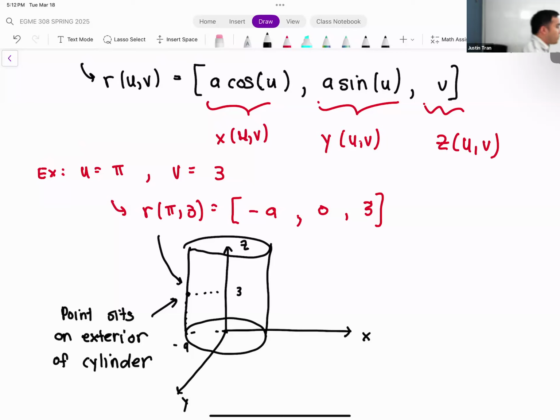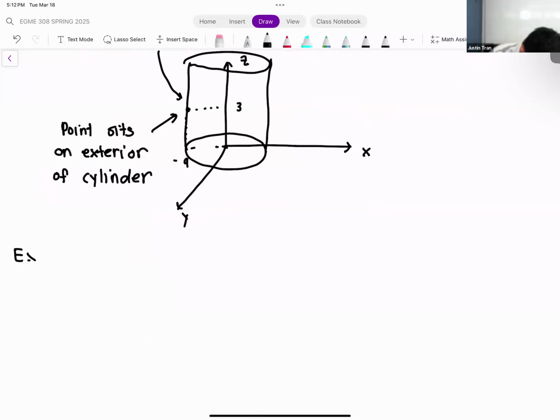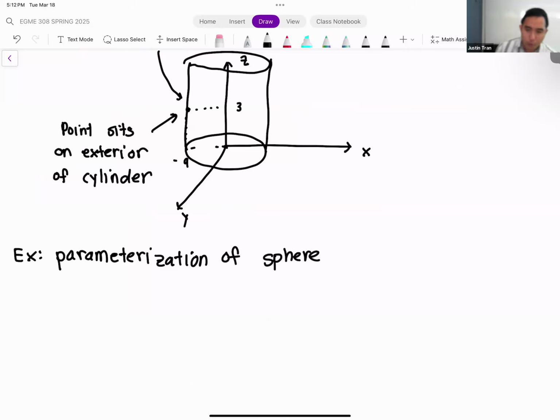All right, any questions on that example here? Okay, one more very quick example, just because we're going to use it on Thursday. Let me give you the parameterization for a sphere. Again, we're looking at the surface around the sphere, so we're not looking into the body of the sphere itself, just the exterior surface.